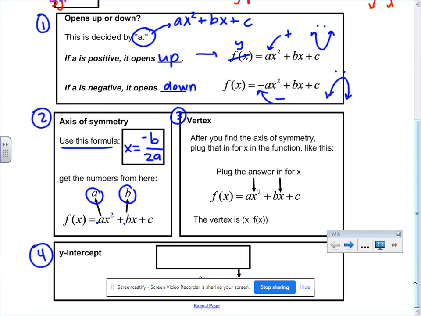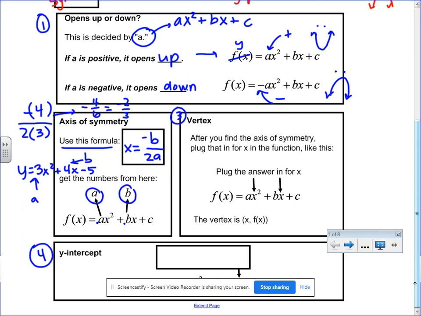So let's say if we had y equals 3x squared plus 4x minus 5, you would plug in 4 as b, 3 as a. So negative b is negative 4 over 2 times a. It's always 2, that 2 is always there, doesn't matter what number a is, 2 times 3. So negative 4 over 6, so negative 2/3, or negative 0.66.